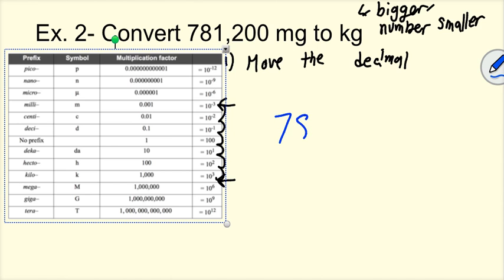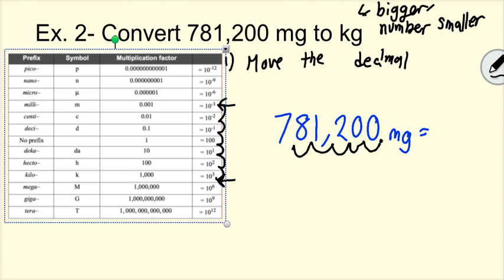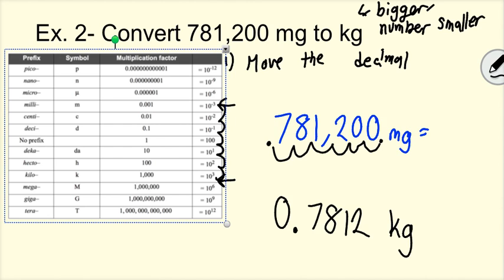So let me write the number. Okay, it's a whole number, so the decimal we assume is at the end. I'm going to be moving it 6 times. 1, 2, 3, 4, 5, 6. It ends up over there, and my answer is 0.7812 kilograms. Okay? And that makes sense. That number's smaller, so these two are equal to each other.